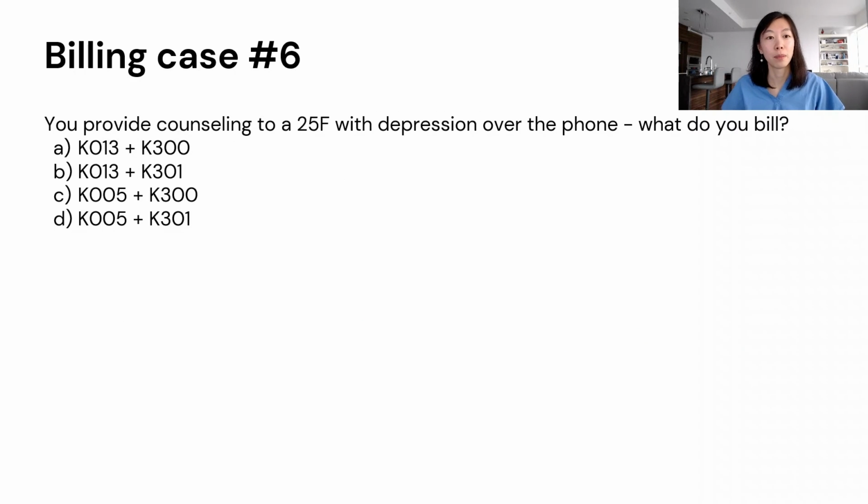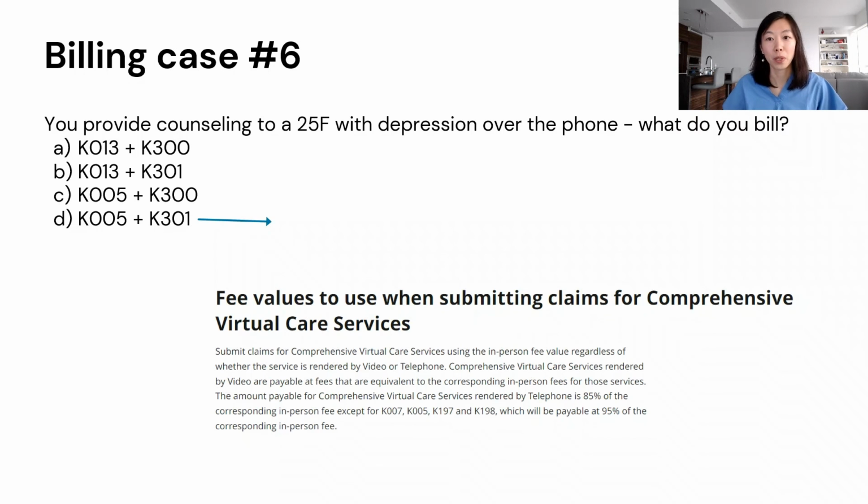Okay, so case number 6. So you provide counseling to a 25-year-old female with depression over the phone. What do you bill? Write down the answer, and the answer is D. So remember, even though we talked about K013, this is more so for general counseling. For mental health specific counseling, you might want to consider K005. And the reason why in this particular case is because K005, instead of being paid at 85%, it's paid at 95% of the amount. So it gives you a little bit more to do counseling over the phone.